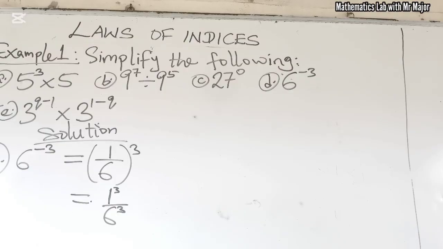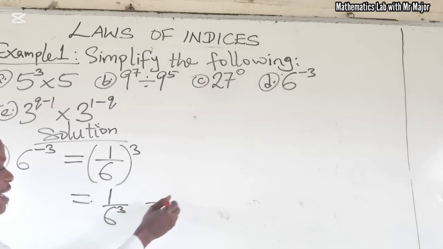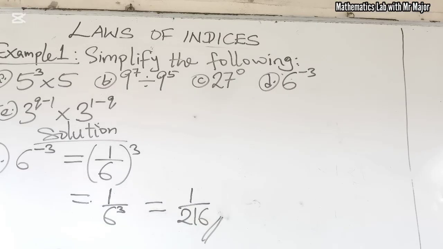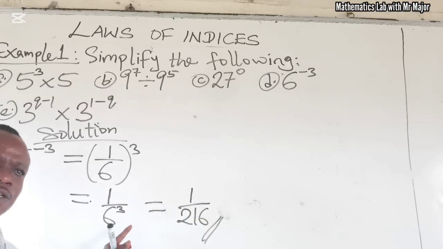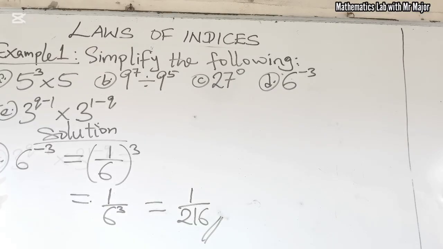But because I said 1 raised to any power will still give us 1, there will be no need writing this. But if you choose to write it, you are still correct. Then finally, our answer will be 1 over 216. Because 6 multiplying itself 3 times will give us 216. That is the answer to the D.